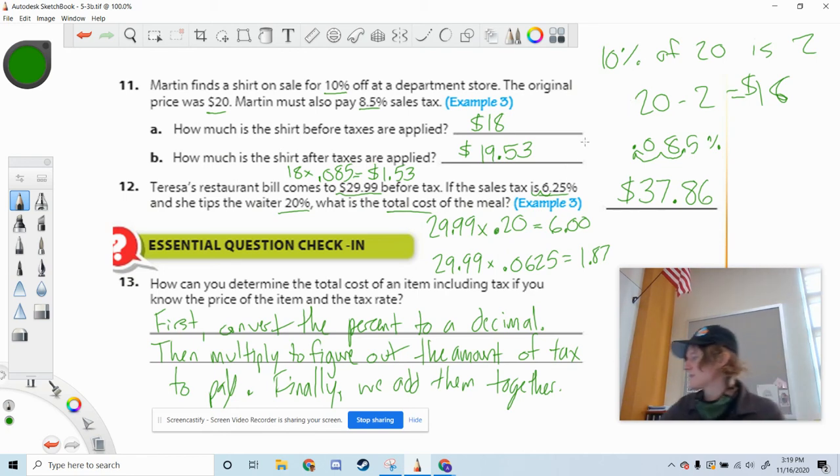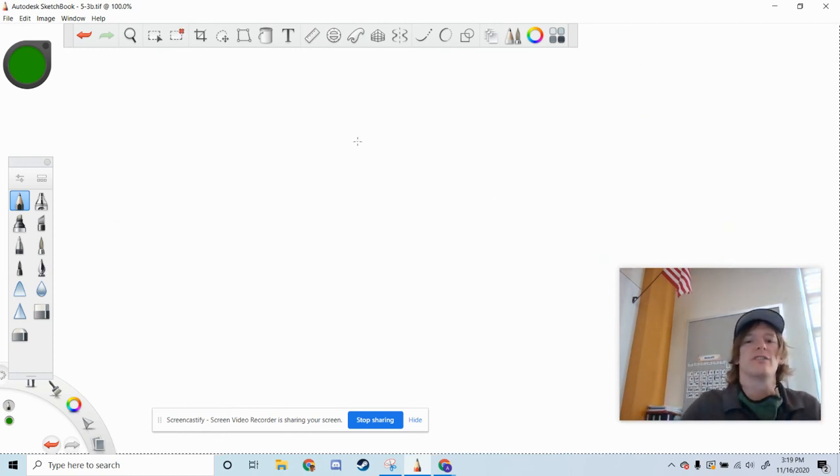So your homework on this section involves tips, involves taxes, and common mistakes that I might expect to see. Stuff to worry about is when you're turning percents into decimals, be really careful. Make sure you move the decimal twice.